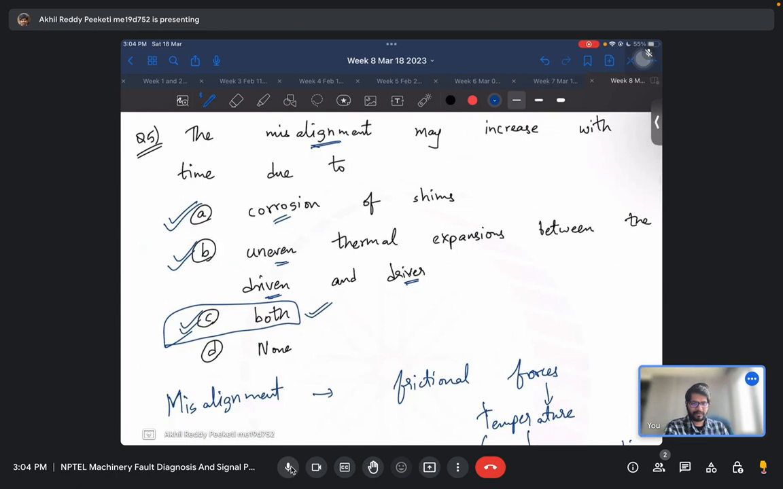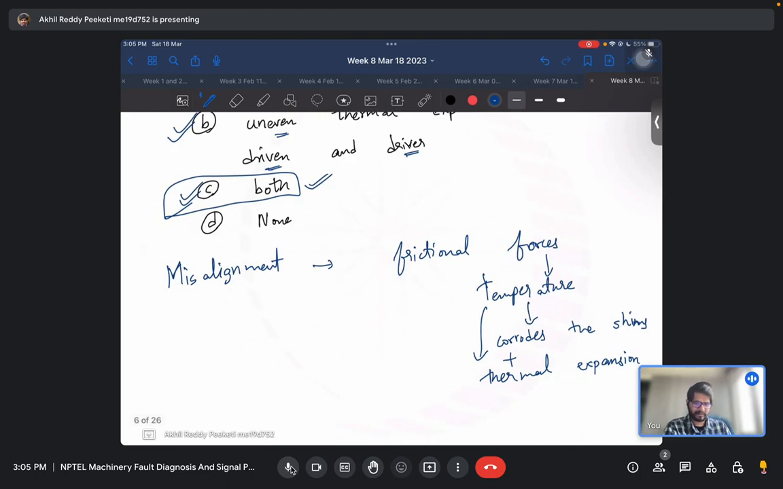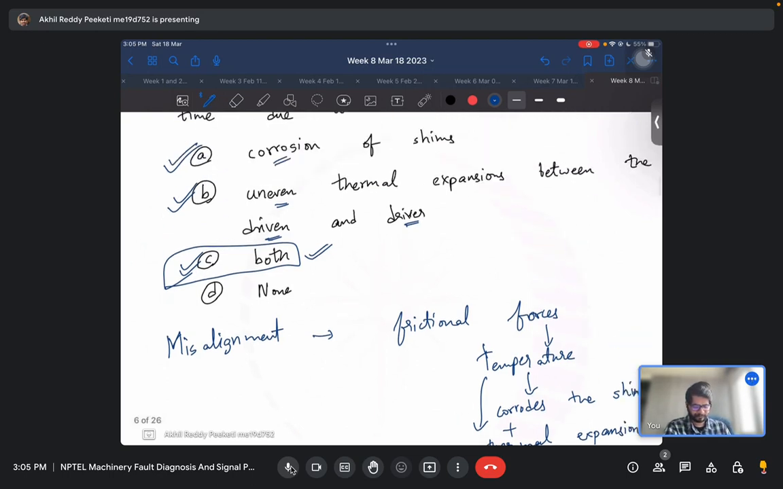Now, will this misalignment increase with time? It does increase with time, and that is due to the corrosion of the shims and uneven thermal expansions between the driven and the driver shafts. So the misalignment, whatever axial push and pull forces, they create frictional forces, which lead to temperature rise, which then corrodes the shims and causes thermal expansions.